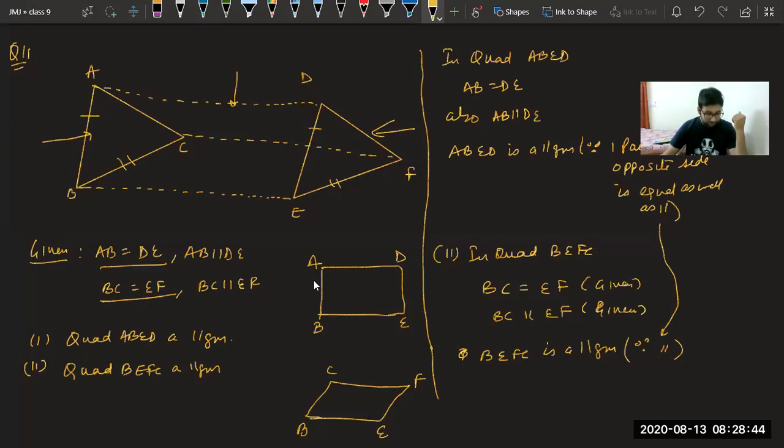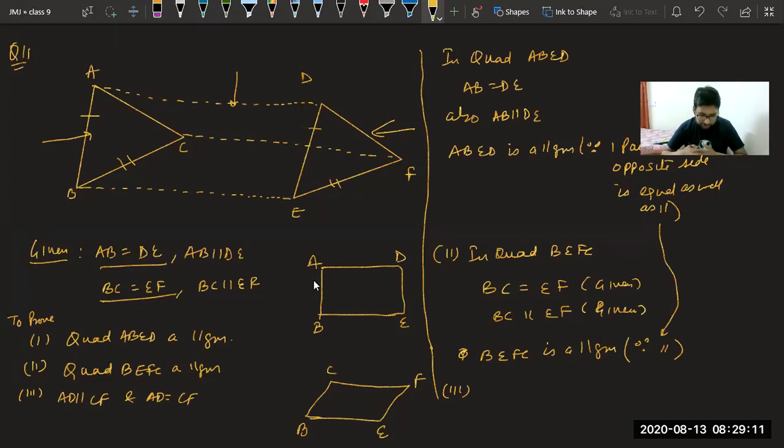Now, the next part. We have to prove AD parallel to CF. Now, how will we prove that? We have to prove in the third part. Let me write. Okay. In third part, we have to prove AD parallel to CF. Can you please help me? How we can prove this? And AD equal to CF.